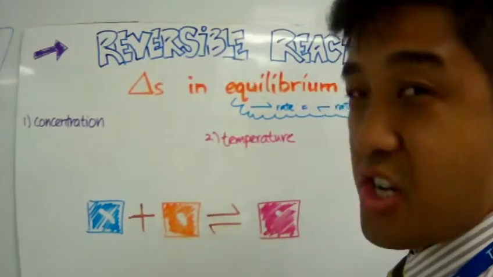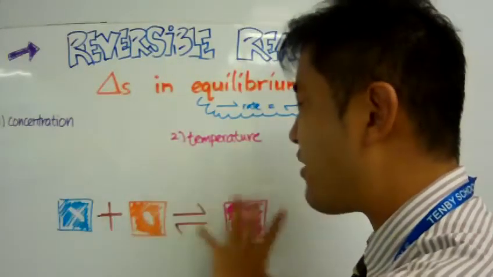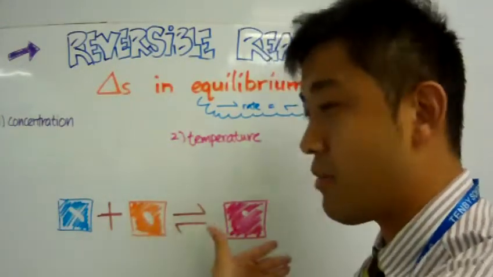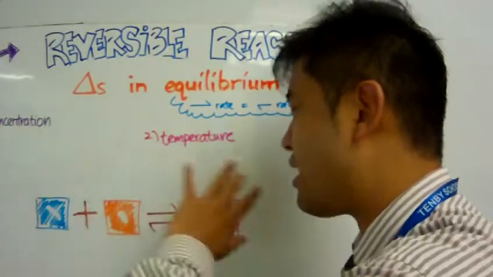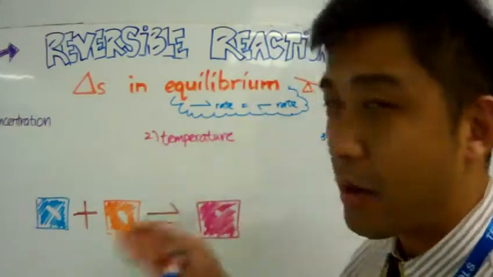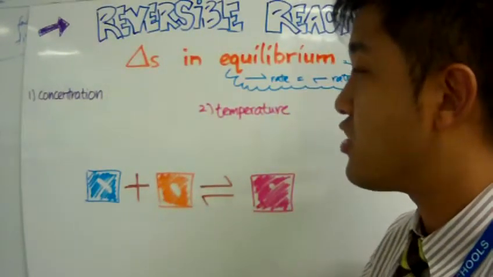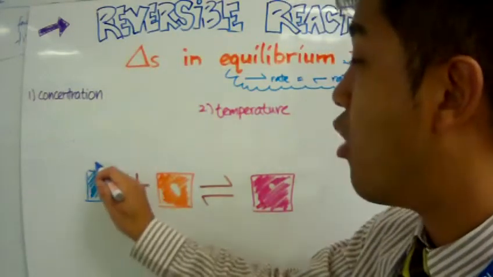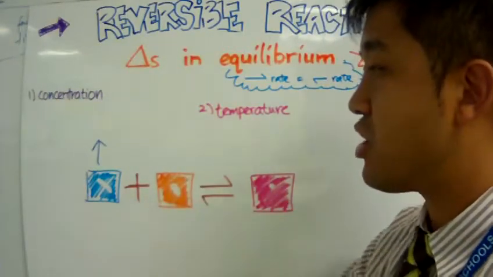How would concentration affect the equilibrium? All right? Now, let's say we have a very happy system here. Blue molecules with orange molecules making pink molecules, okay? Or whatever chemicals, all right? And they are in a closed vessel, and they are in equilibrium. So the forward rate is the same as the backward rate. So now, what happens if we change the concentration of one of these factors? For example, what happens if I add more blues into this reaction vessel and increase the concentration of blues?